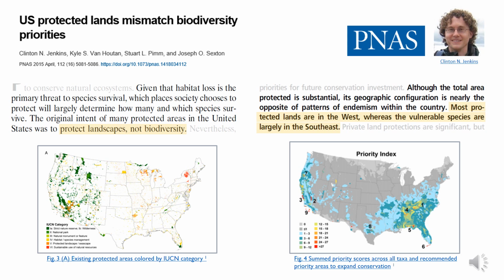Their findings show that while the United States has set aside a large percentage of protected lands, these areas do not match where the endemic species reside. Currently, most of the protected lands are in the inner portions of the West around the Rocky Mountains, while the endemic species are most often found along the West Coast and in the Southeast.